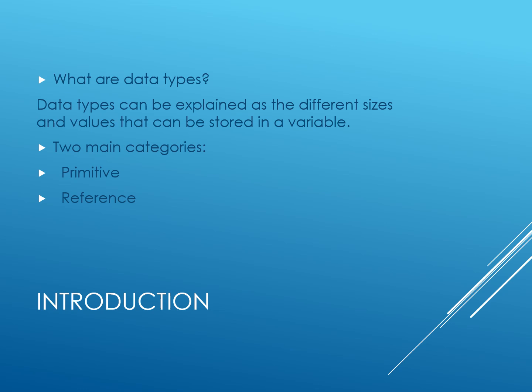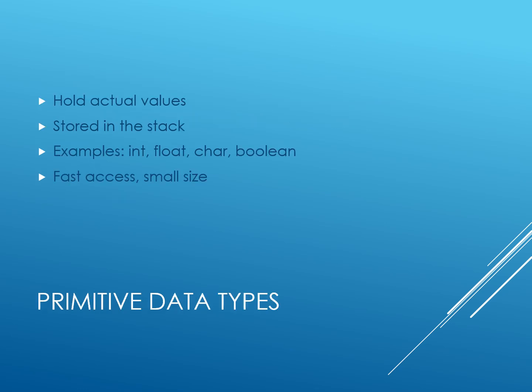Data types have two main categories, and they are the primitive and the reference data types. The first one we are going to talk about is the primitive data types. These hold actual data which are stored directly in the stack memory. Examples are the int, the float, the character, and the boolean. These are fast to access and also small in size.